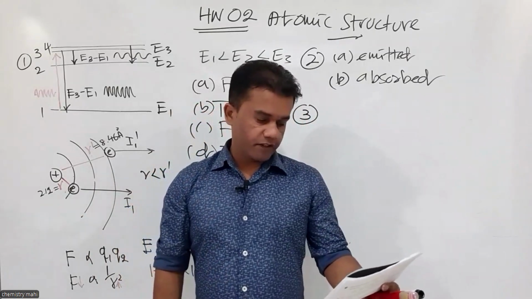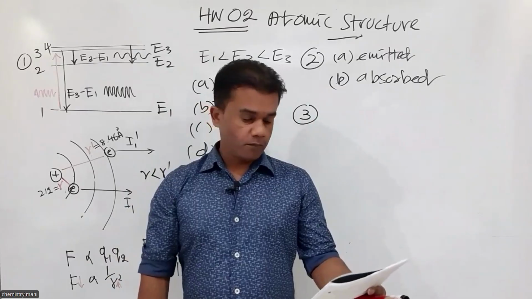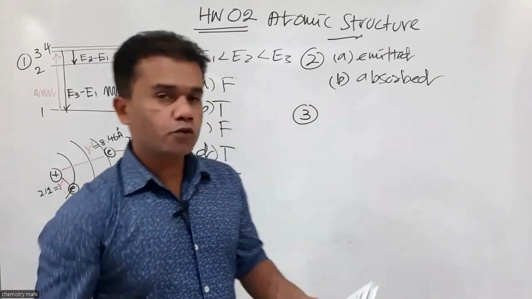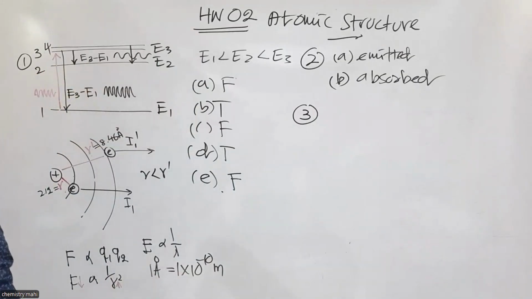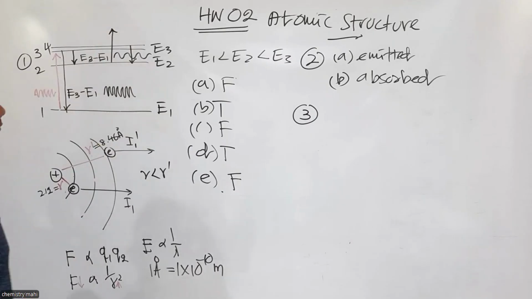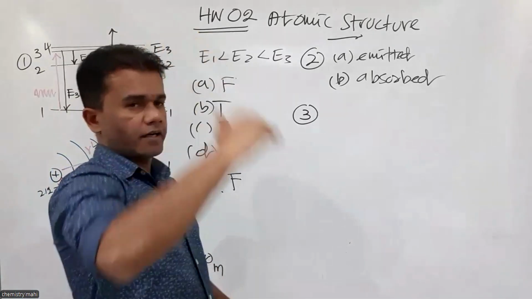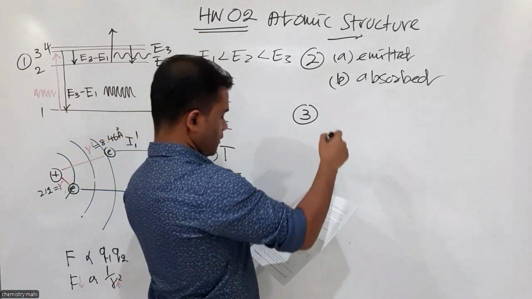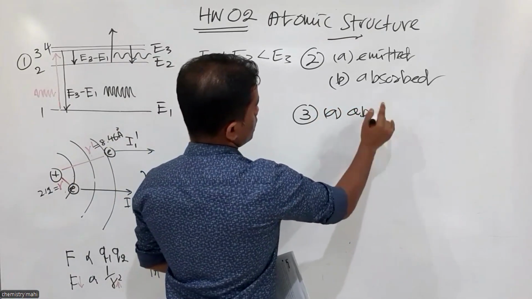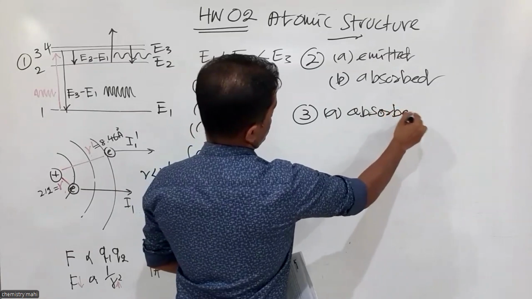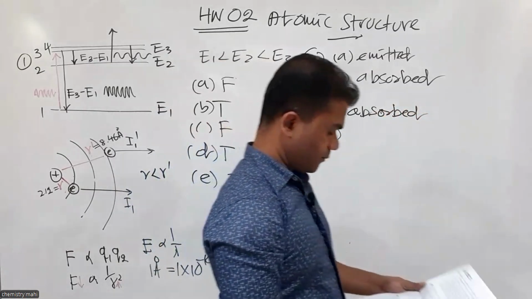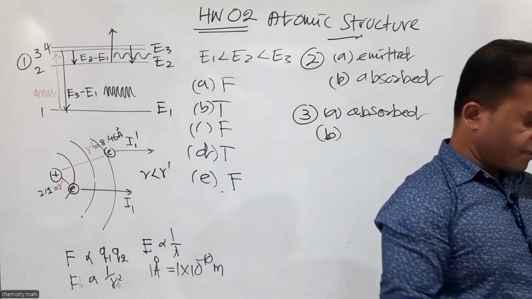Third question: indicate whether energy is emitted or absorbed when the following electron transition occurs in a hydrogen atom: from n equals 2 to n equals 6. Starting from n equals 2 to n equals 6 means going up, lower to higher. Lower to higher means definitely the energy of the electron increases, which means energy is absorbed. Energy absorbed.